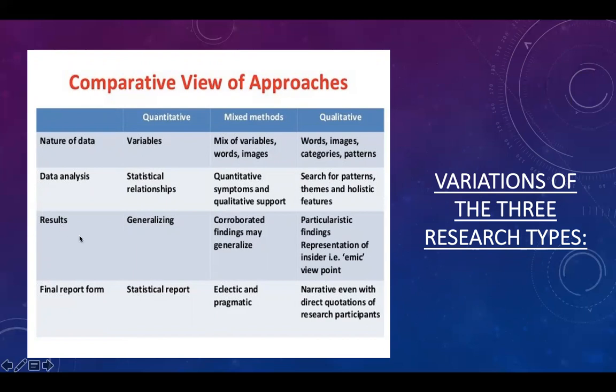The results in quantitative, you're generalizing, versus qualitative, where you're finding particular findings, like a representation of insider viewpoints. In mixed methods, we're doing corroborated findings, which may end up generalizing things. And in the final report form, for quantitative data you're looking at statistical reports, versus qualitative, where you need narrative, even with direct quotations of research participants.